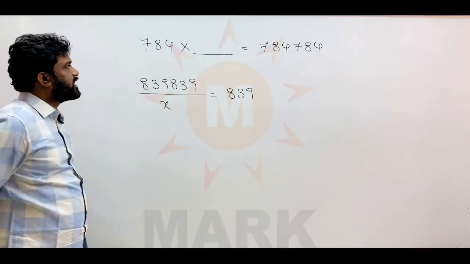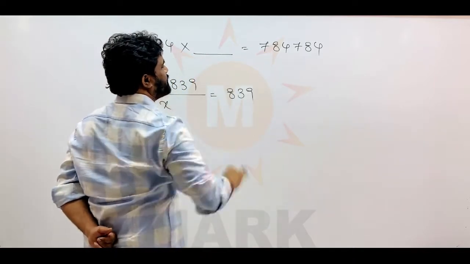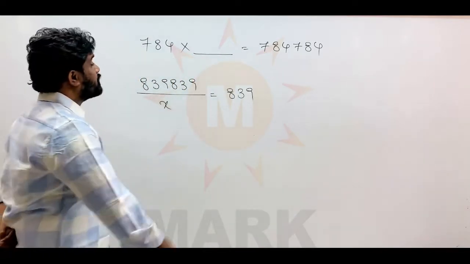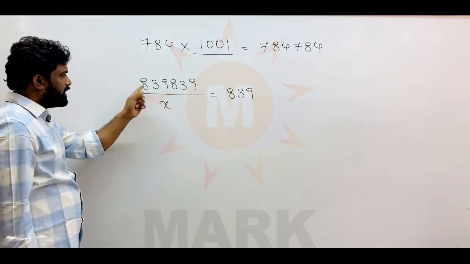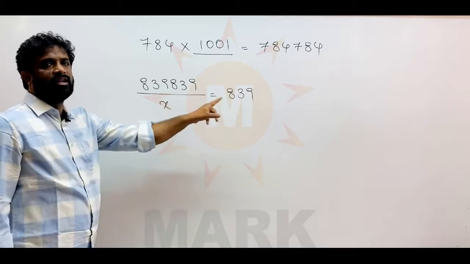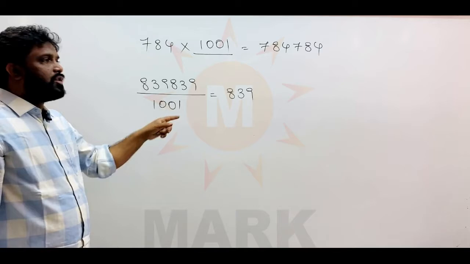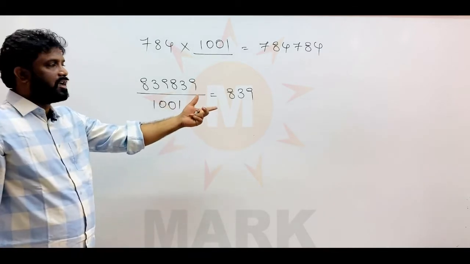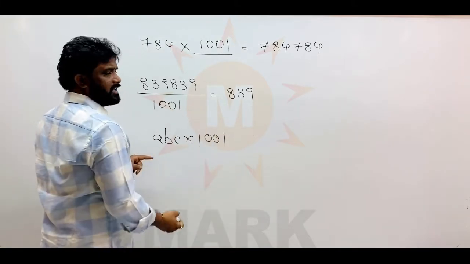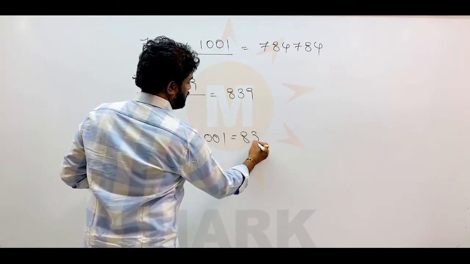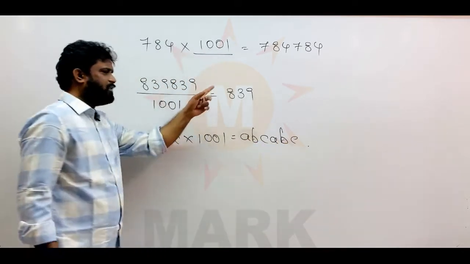Now friends, questions can be given in this type. 784 into dash is equal to 784, 784. You know the technique, so what should this number be? It will be 1001. Or else they can ask like this also: 839, 839 divided by some x will give 839. What is that? It will definitely be 1001. So both are the same. In the options we can easily find it, because any 3-digit number, when multiplied with 1001, will give the answer in this form. That is why you know the answer for this number.